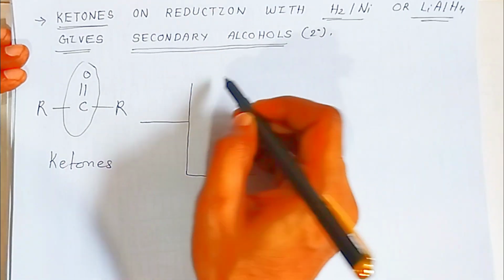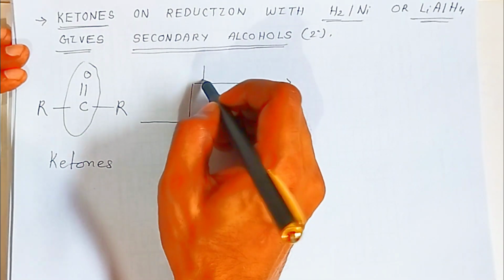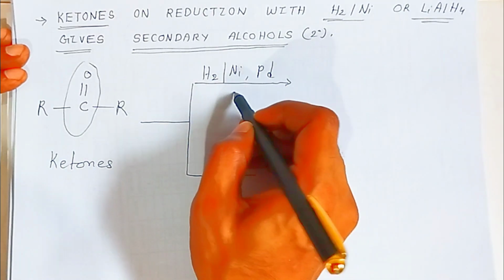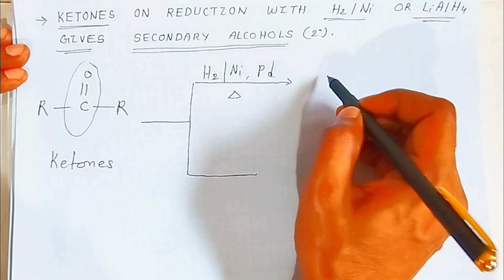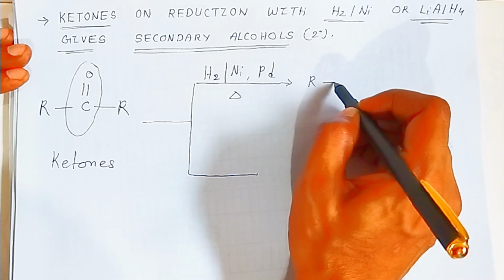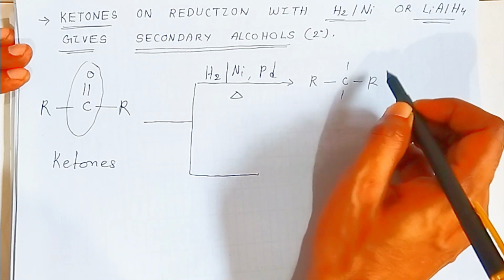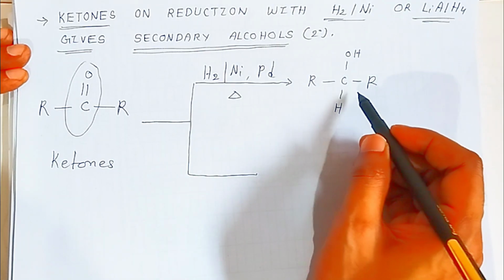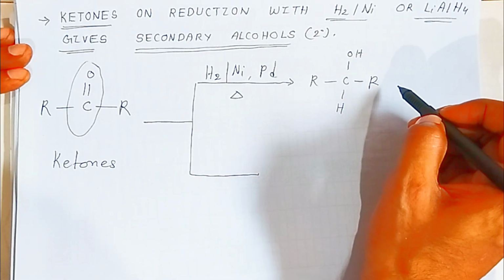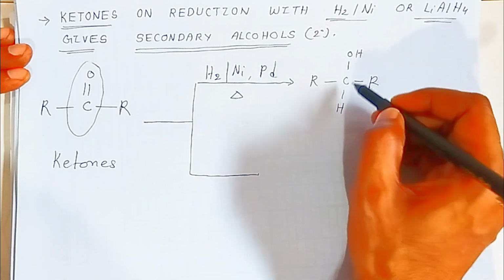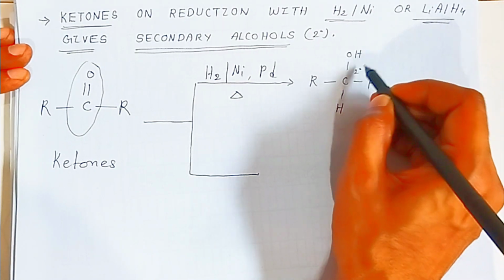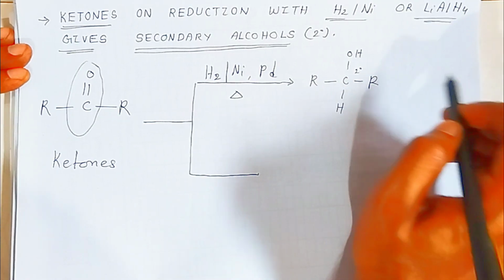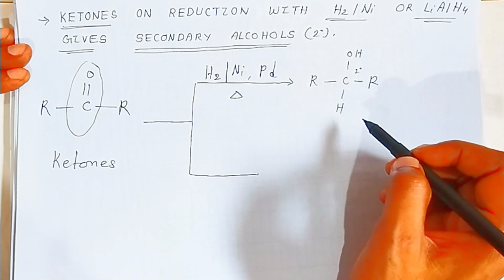When reduced, students, in presence of hydrogen gas, you are passing it in presence of nickel and palladium metal. Just heat it. What happens, students? This carbon-oxygen double bond becomes a single bond. One of the hydrogens will combine like this, the second hydrogen will come here. Now there is a formation of secondary alcohol. Okay, students, this is the second degree alcohol, which is attached to the second degree carbon, so we call it second degree alcohol. This way, students, you have prepared a secondary alcohol.